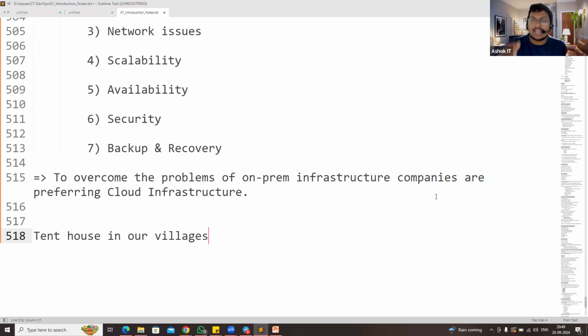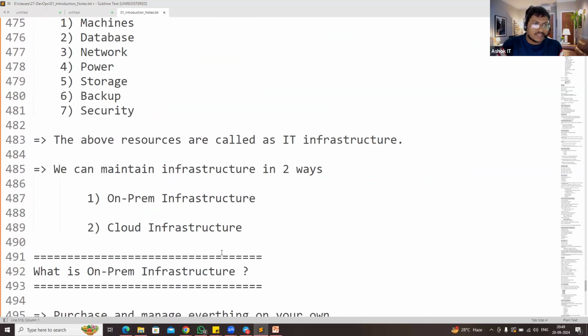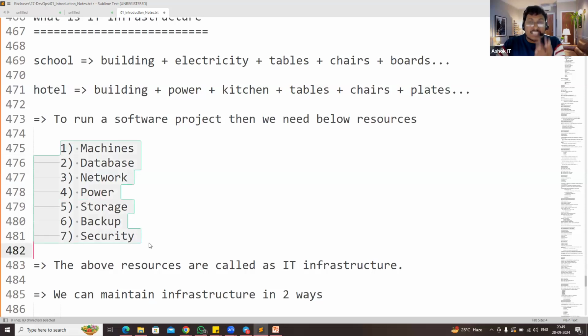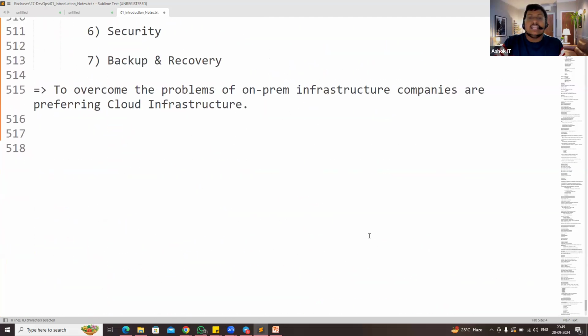You just enjoy your function. You pay 1 lakh or 2 lakh money to them, and they will arrange everything. Whatever resources are required for your function, they will arrange. You pay the money to them. So the same concept applies in the software industry. Whatever resources are required for our project, instead of purchasing and maintaining, we will take them for rent. That is called cloud computing. In layman's terminology, cloud computing is nothing but taking the IT infrastructure for rent. That's it. Are you clear?